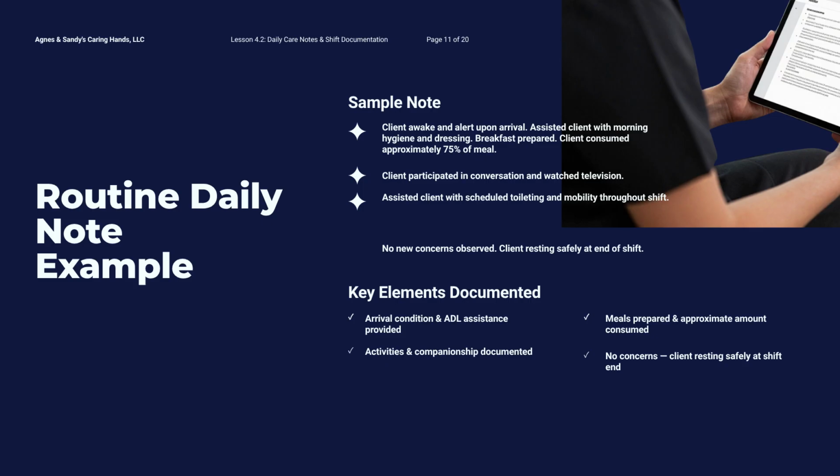Here is an example of a routine daily note. Notice that the note provides useful information without becoming unnecessarily long. It describes the client's general presentation, the assistance provided, food intake, activities, mobility, and the client's status at the end of the shift. It also avoids personal opinions and unnecessary details.